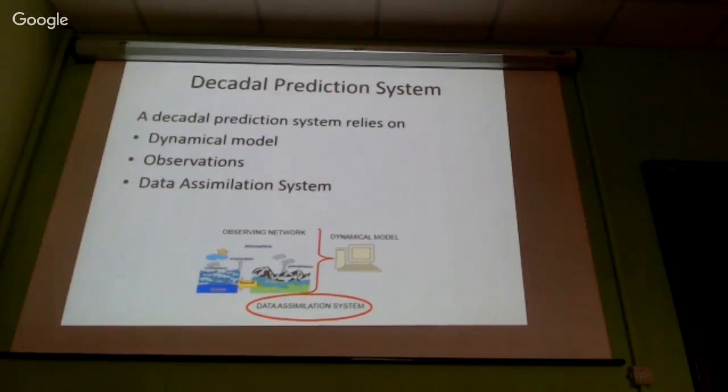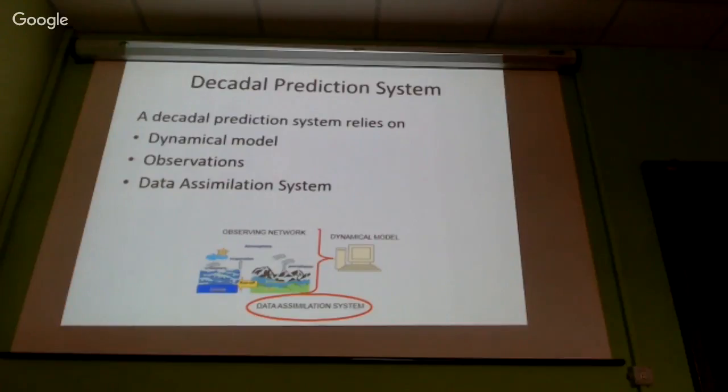I must say that decadal predictions at the moment are not operationally run. There is no decadal prediction operational system at the moment, although there are projects and plans to let this happen. So far, decadal prediction is more like a scientific exercise that quite different groups are undertaking. In a nutshell, the decadal prediction system relies on a dynamical model, a set of observations, and of course, we need a data assimilation system in order to nudge or constrain a dynamical model with the observations, and so get as accurate as possible an estimate of the state of the climate system, in particular of the ocean.